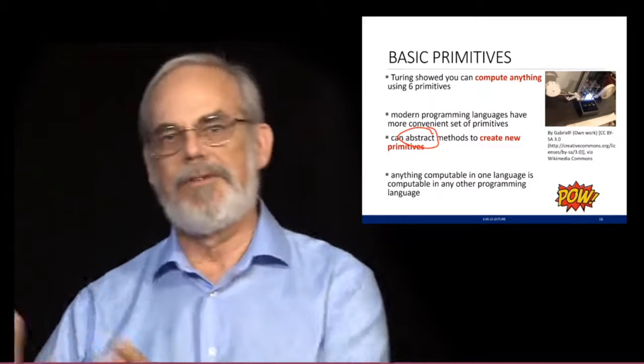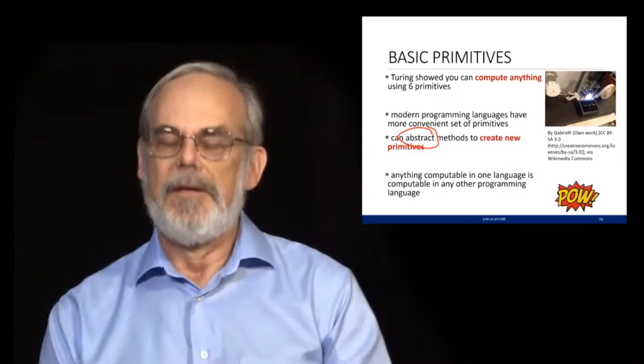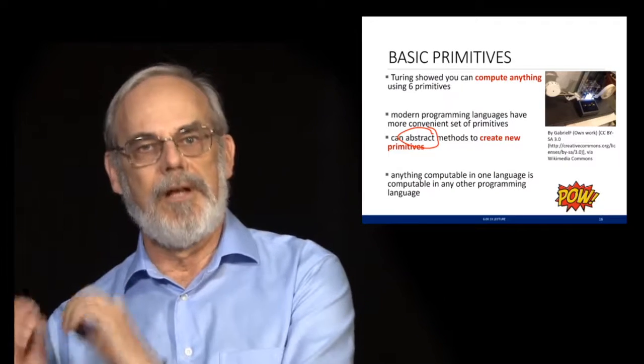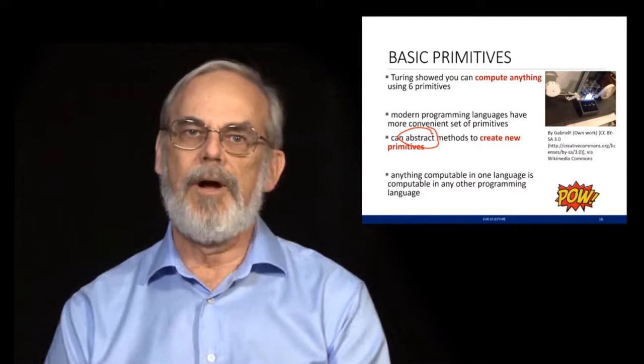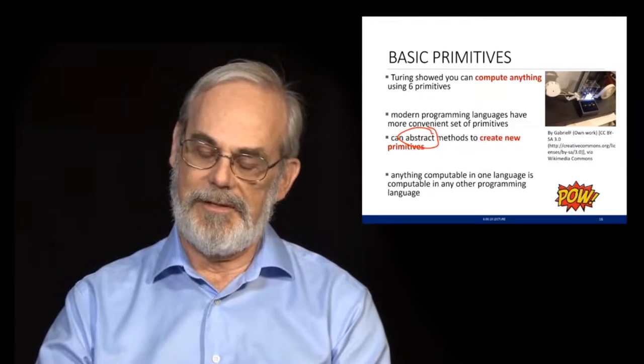In MATLAB, it's easier to manipulate matrices. In C, it's easier to deal with web programming. But nonetheless, anything you can compute in one language, you can compute in any other language. And this is a property called Turing complete. It's one of the fundamentals of computer science.